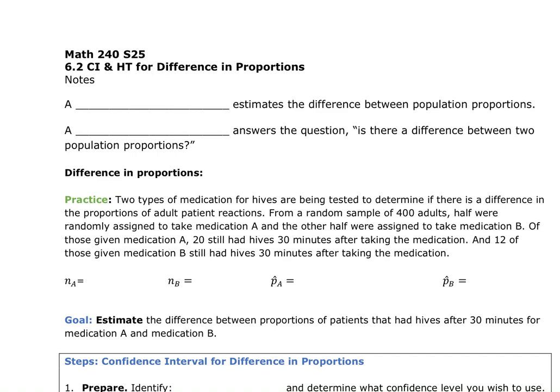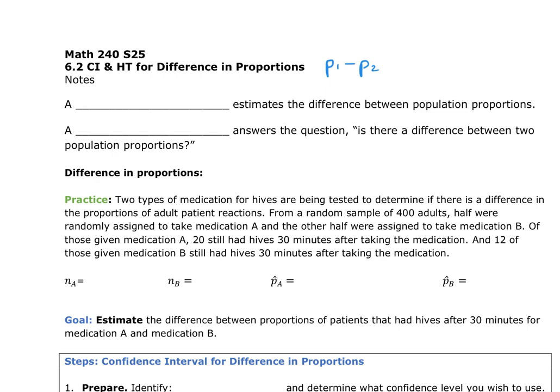Hi, we're looking at 6.2, confidence intervals and hypothesis testing for the difference in proportion. So we had looked at those things for a single proportion, and now we're going to look at the difference in proportions. That means we are going to have one proportion, we'll call it, say, P1, and then we'll subtract another proportion. And we'll test if there is basically a difference between those two proportions, or we'll find the estimate of the difference between those two proportions.